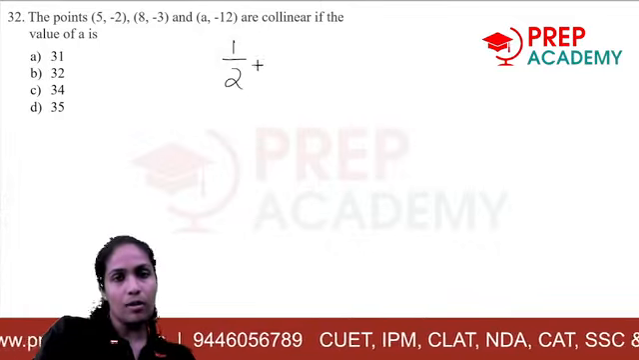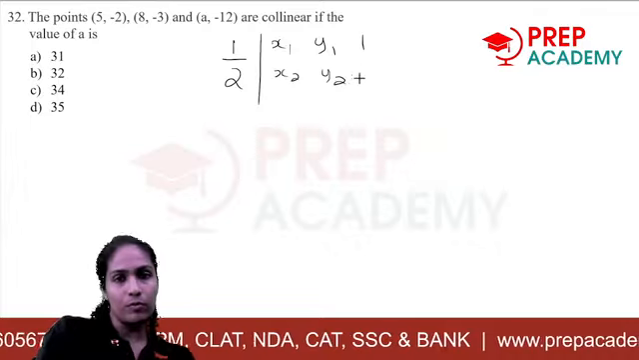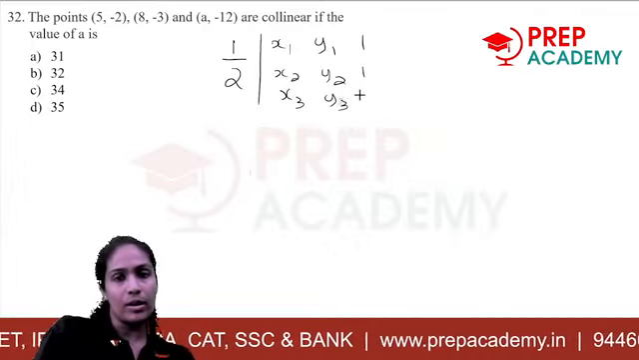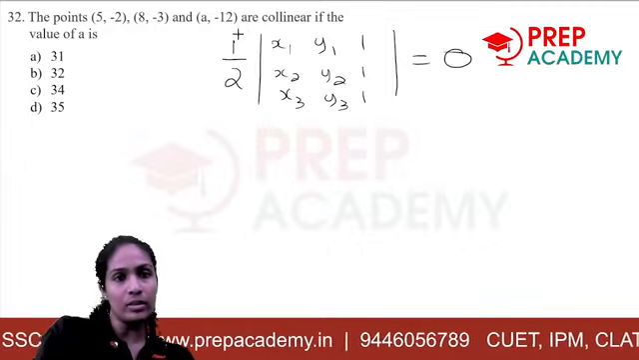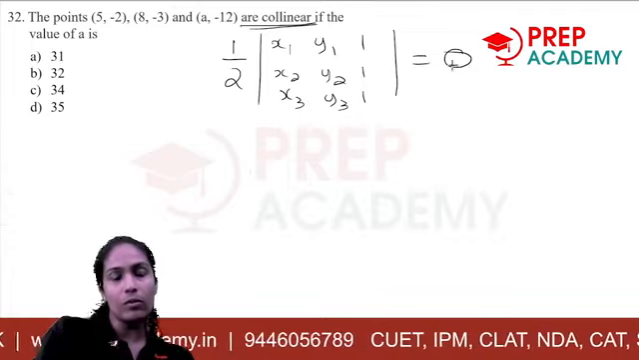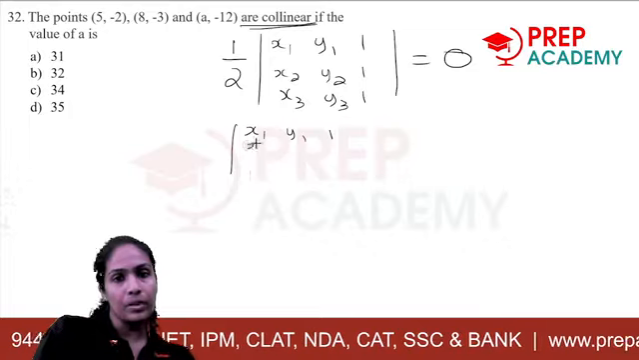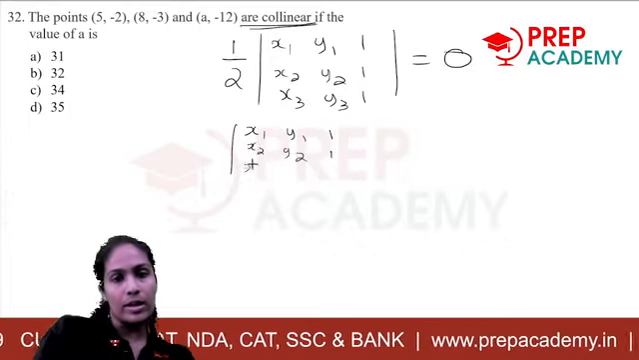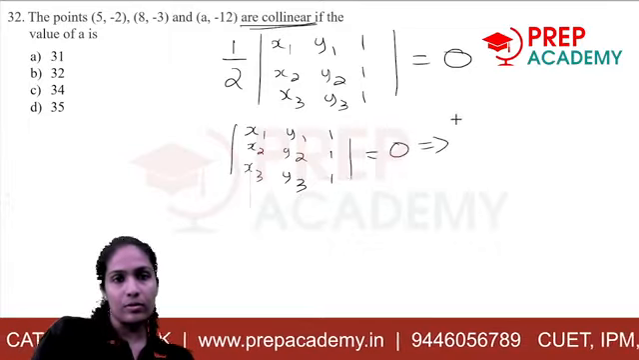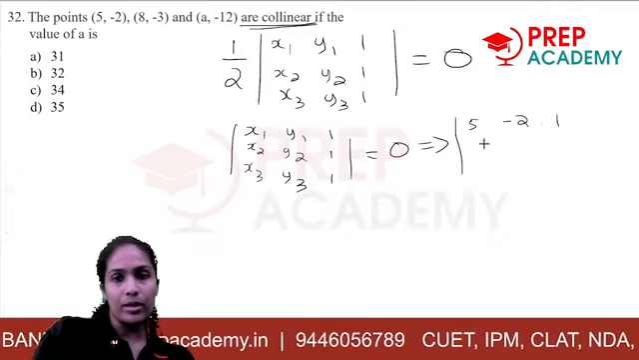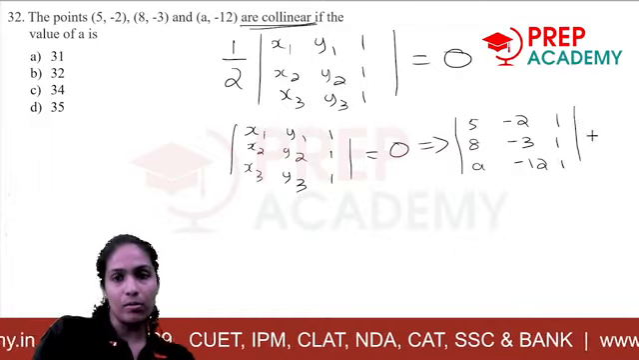So the area of the triangle is equal to half times the determinant of the rows (x1, y1, 1), (x2, y2, 1), (x3, y3, 1), which is equal to 0 since the points are collinear. All three points are collinear, which is given in the question, so we can equate the area to 0. Thus, the determinant of the rows (x1, y1, 1), (x2, y2, 1), (x3, y3, 1) is equal to 0. That gives the rows (5, -2, 1), (8, -3, 1), (a, -12, 1) equal to 0.